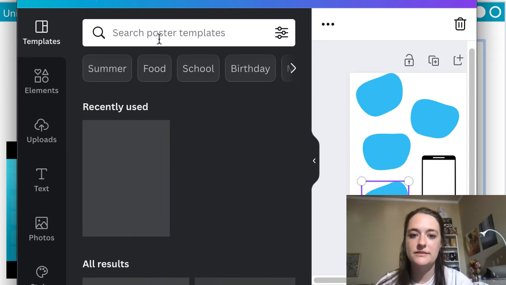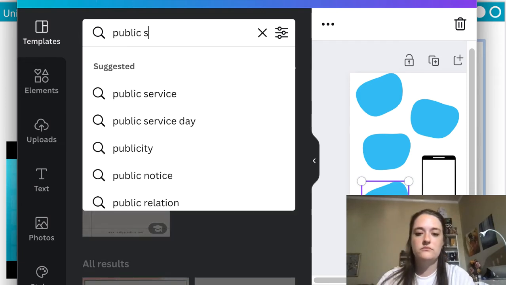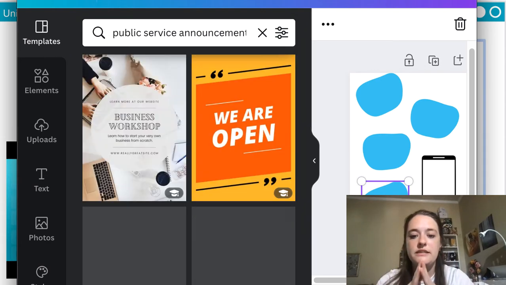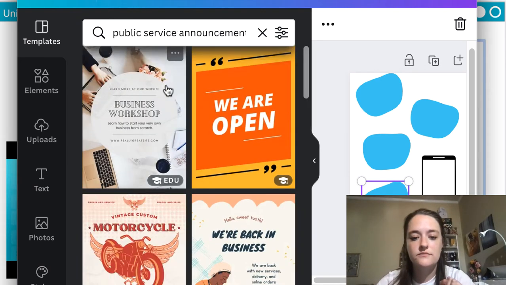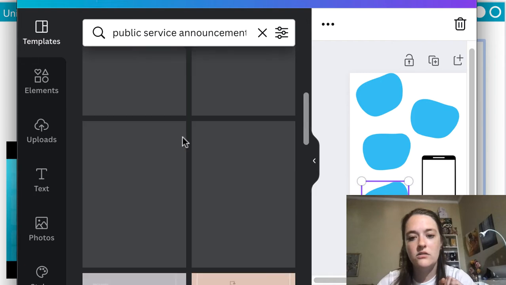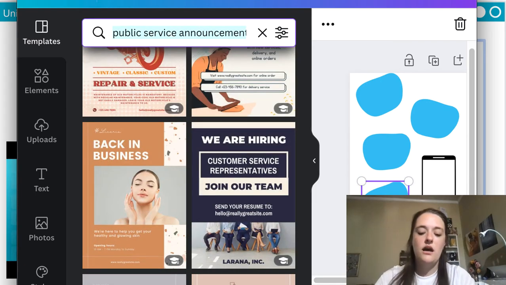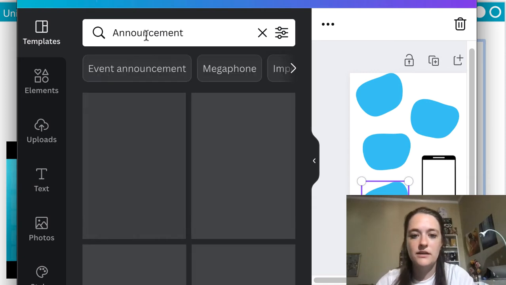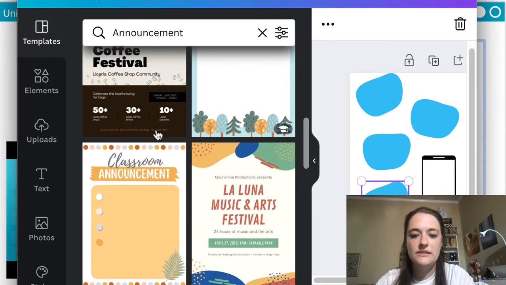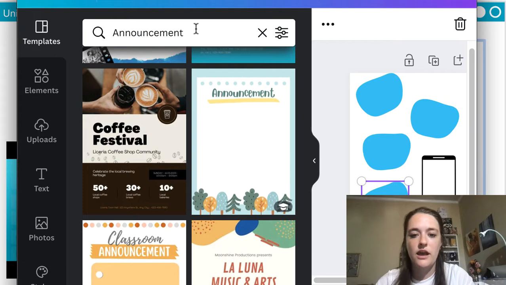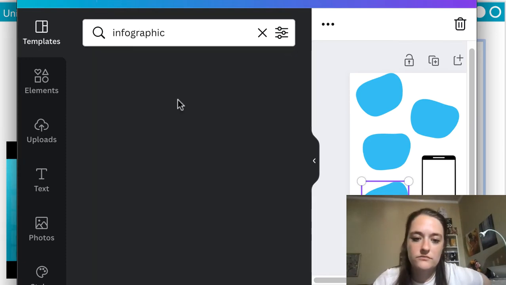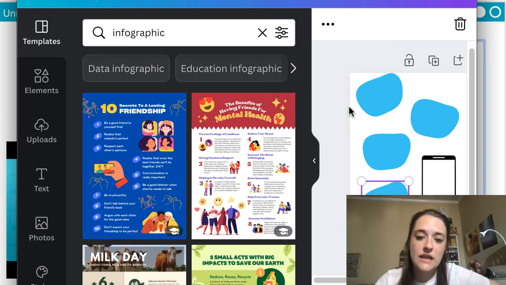If you go to templates, and you type in public service announcement, what are you going to get? Like, not a whole lot. Okay. What if you type in PSA? Kind of the same. Announcement. You got some interesting templates. Okay. But if you type in infographic, I love infographics. These are going to be really good.